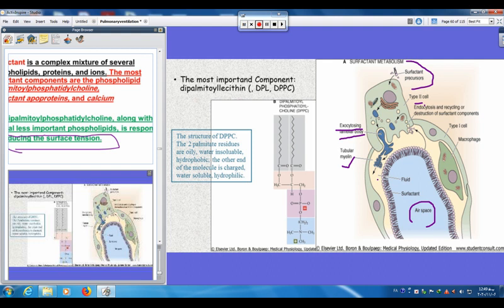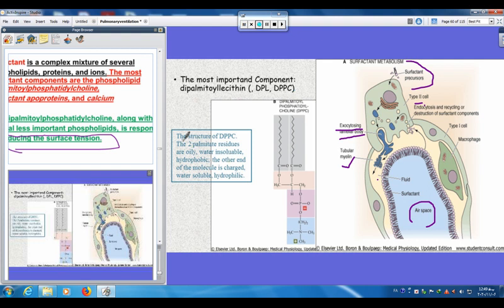This cell is a type 2 cell, and surfactant is continuously synthesized, with exocytosis and endocytosis and recycling or destruction of surfactant components, and renewed every time. Okay, renewed and renewed. The most important component is the palmitoyl DPL and DPPC.